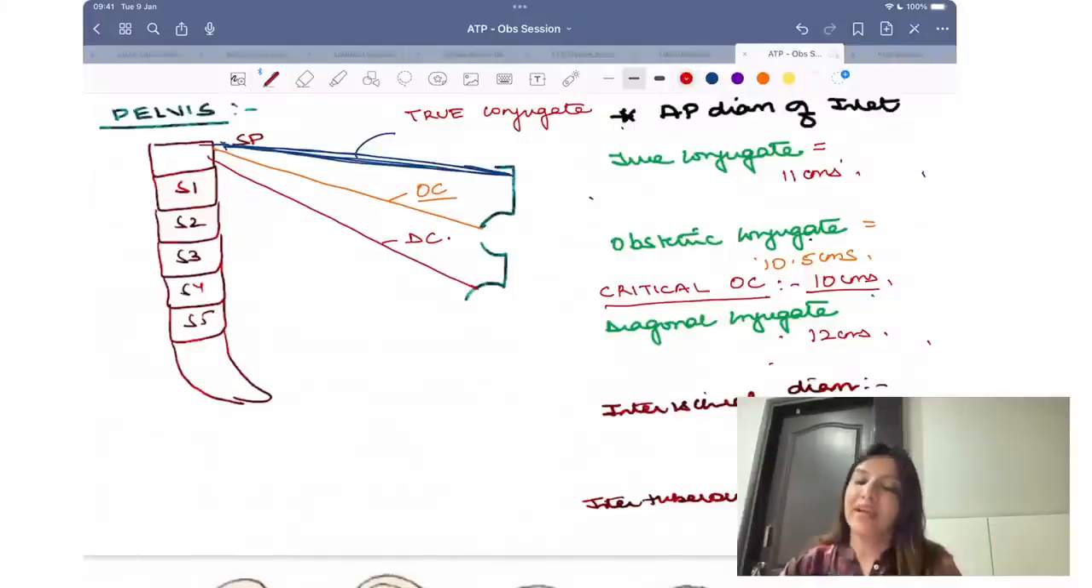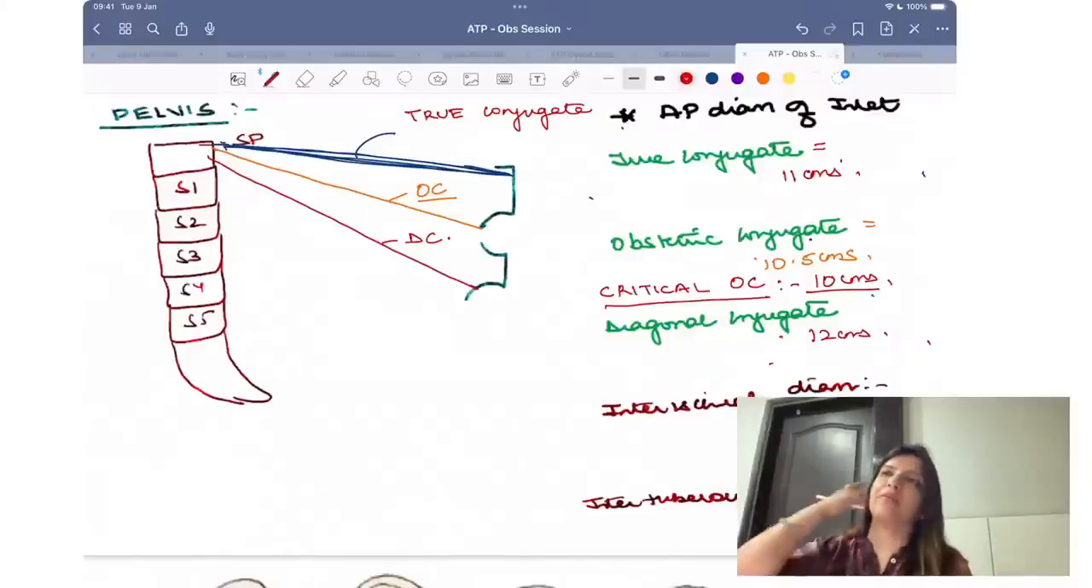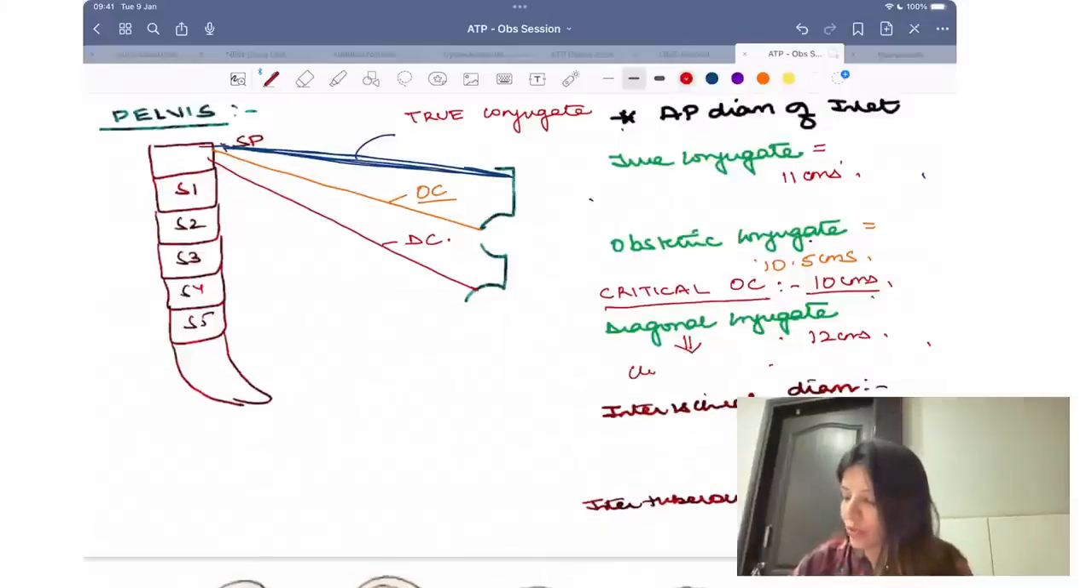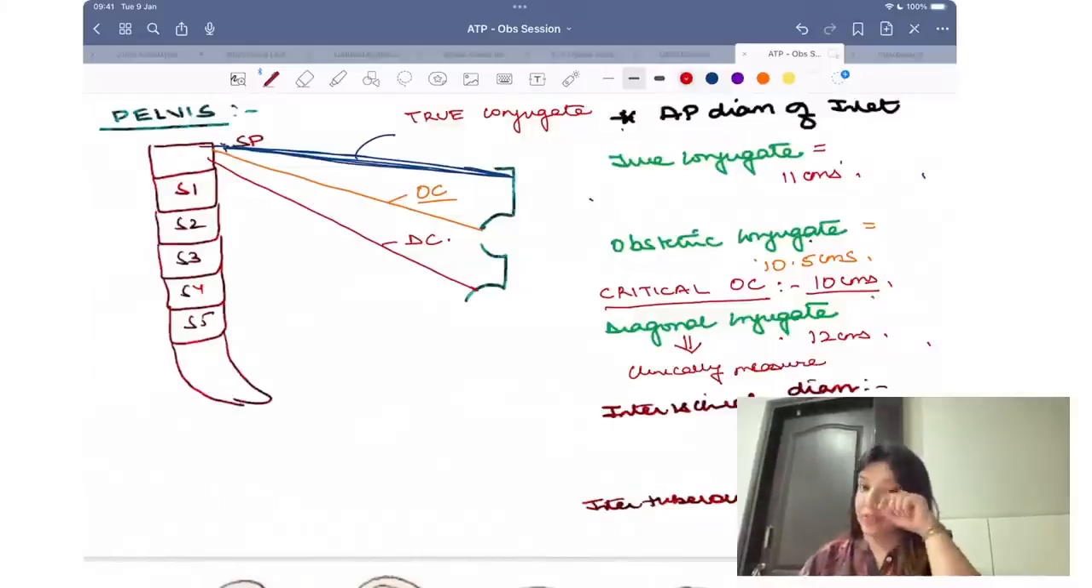Don't get confused. Now, tell me which of the AP diameters of the inlet can be measured clinically. Which AP diameter can be measured clinically? Quickly tell me. When we do a clinical examination, where will our finger touch? The lower border of the pubic symphysis, right? So that means which diameter can be measured clinically? Diagonal conjugate can be measured clinically, right? So clinically you can measure the diagonal conjugate.